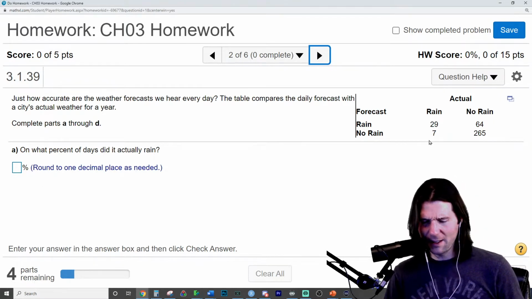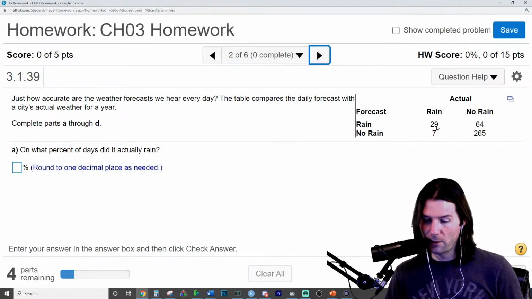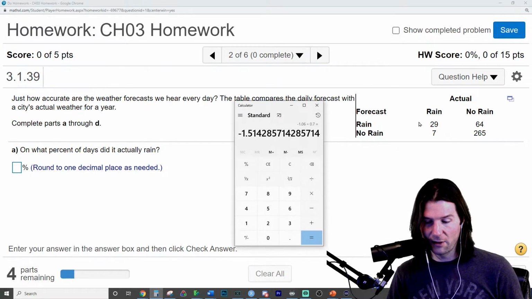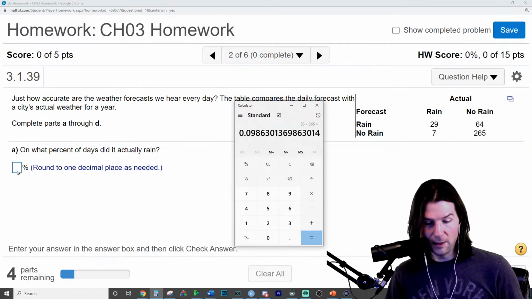Okay, on what percent of days did it actually rain? There were 29 days here it rained, 7 days here it rained, so 36 out of 365, because we're just adding together the days that actually rained, 365 days in a year, 9.9%.